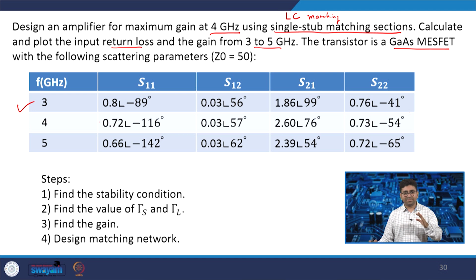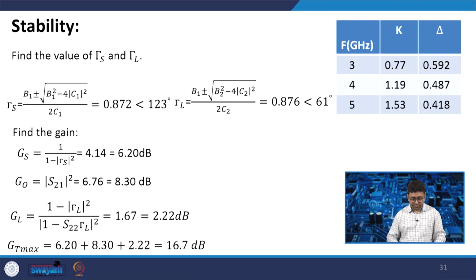So, what are the steps involved here? First is find the stability condition. Second is find the value of gamma S and gamma L. Then find the gain and design the matching network. These are the important steps. If you follow these steps, you can design any amplifier that you want. First is stability.